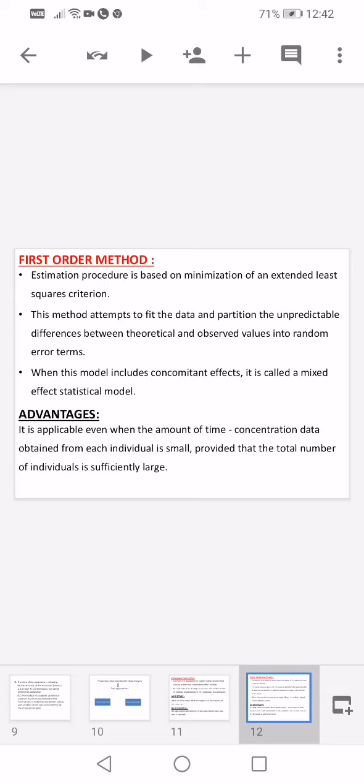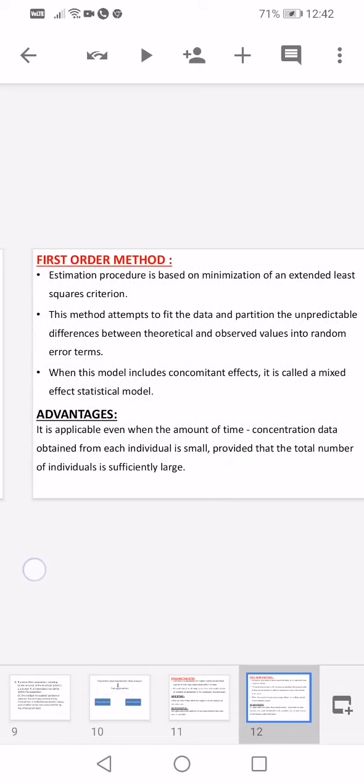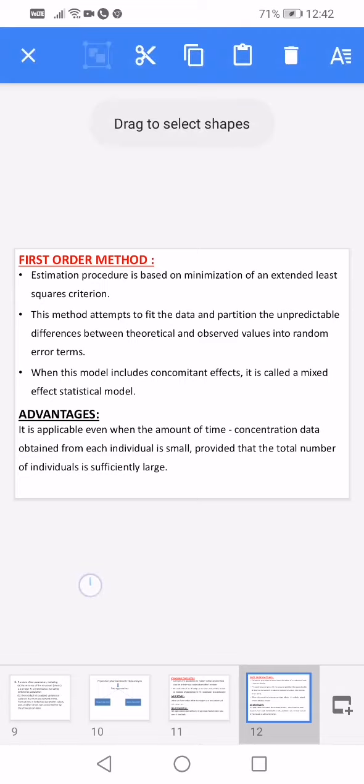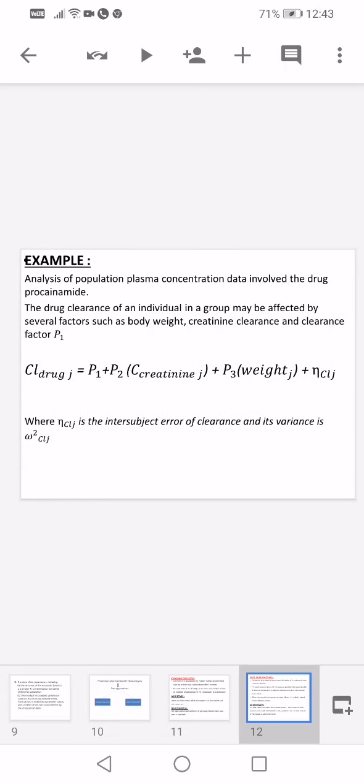So from that population only, we are going to find out the time concentration data for each and every individual. We are taking that and again combining it with that one. That is the main advantage: if the data is a very large number, because we are taking a group of population, we can just fit it into those algorithms and easily get the data.